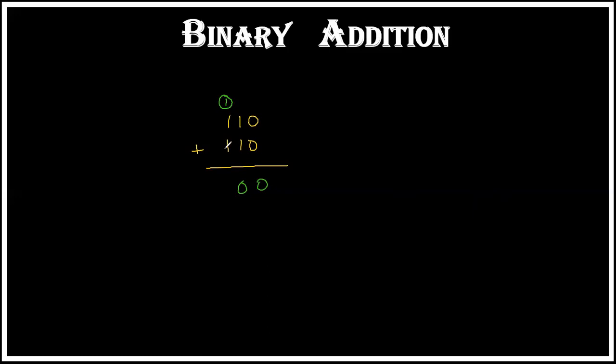Now 1 plus 1 plus 1. To perform this, we will simply add 2 bits at a time. 1 plus 1, we know that the sum part is 0 and 1 is the carry part. Now we have to add the next 1 to this number, which is 1. Simply adding these two numbers, 1 plus 0, we get 1.